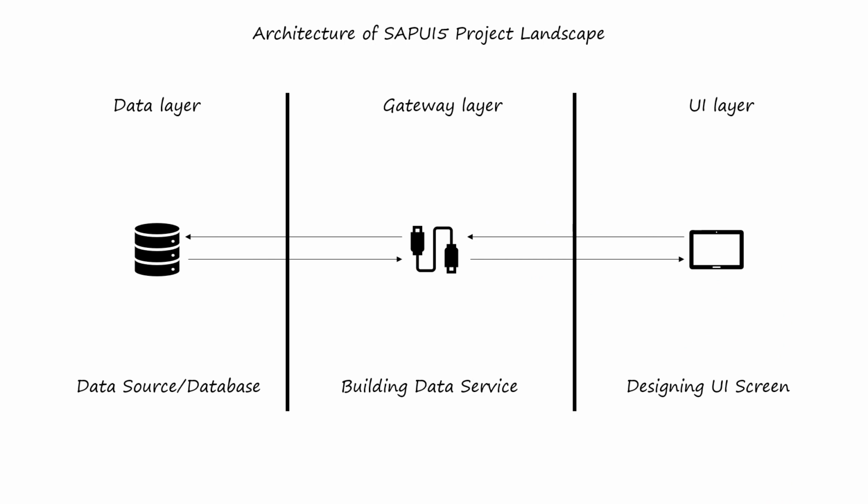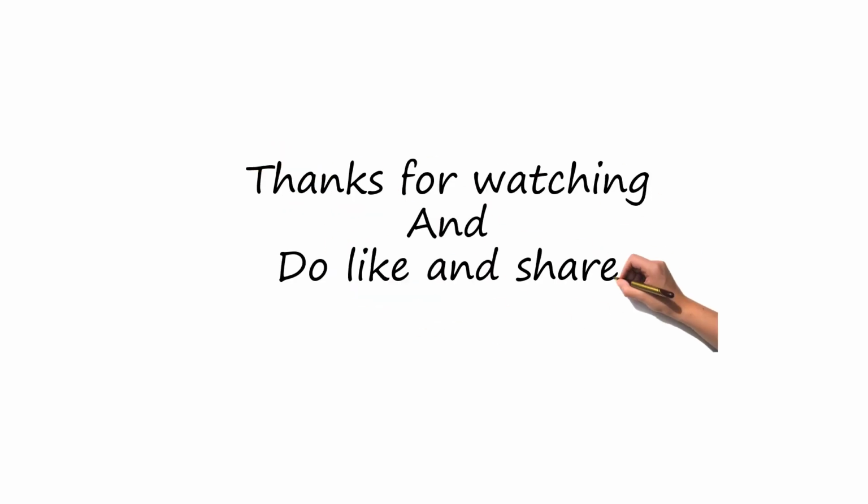So this is how the data flow works. The UI sends a request to the gateway layer, then the request is sent to the data layer, where we execute some methods or RFCs depending upon which service is called. Then the data is fetched from the data layer and pushed back to the UI layer for showing onto the screen. So this is the overview of SAPUI5.